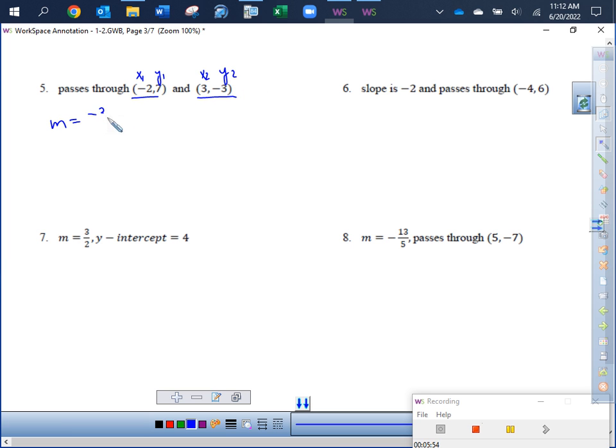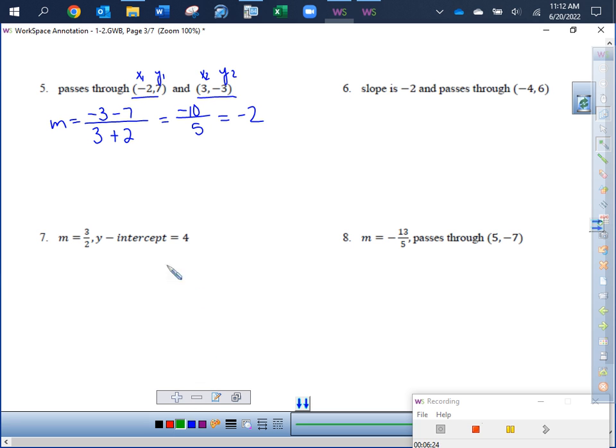So, y2 is -3. Take away y1. We found the slope many, many times before. Then x is on the bottom. x2 minus a -2, so minus a minus becomes a plus. All those great algebra things. Upstairs, -10. 3 plus 2 is 5. And yes, we shall reduce everything. -10 divided by 5 is a -2 in that case. So this is our slope.